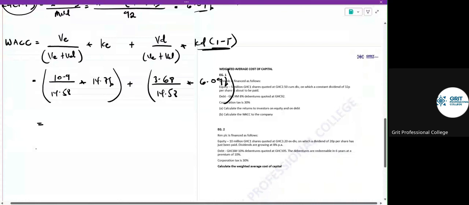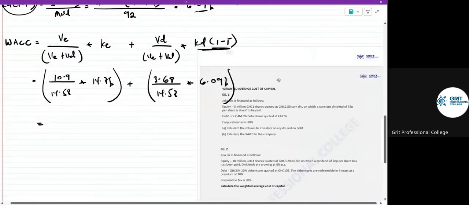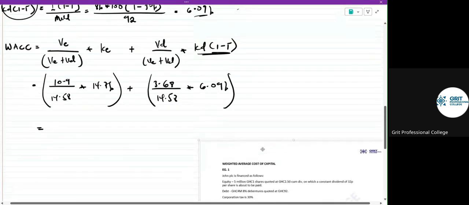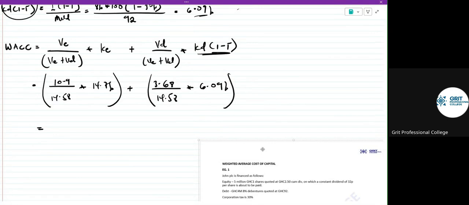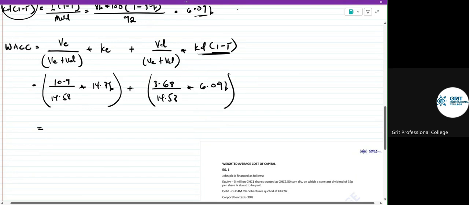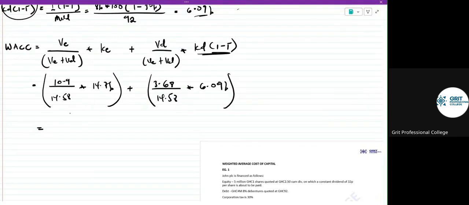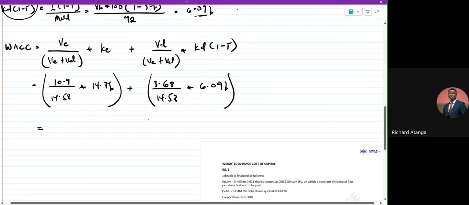Now, to know whether you are going to get the correct answer or a wrong answer, if we say something is an average of two things, it means that the figure should fall between the two extremes. So your WACC shouldn't be less than 6% and it shouldn't be more than 14.7. When you get anything outside of these two extremes, it means that you are wrong. So please, what will be the WACC? 12.51%. All right, then you can say it's an average between the two.